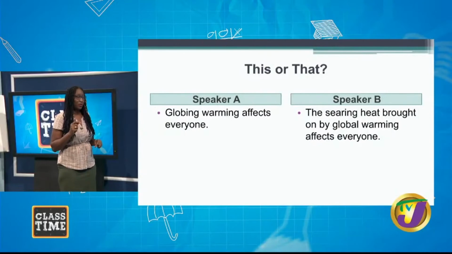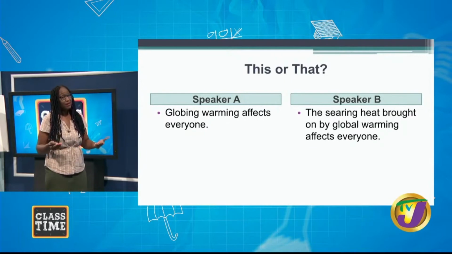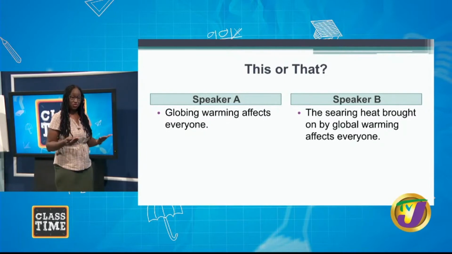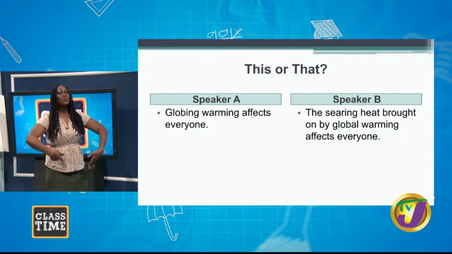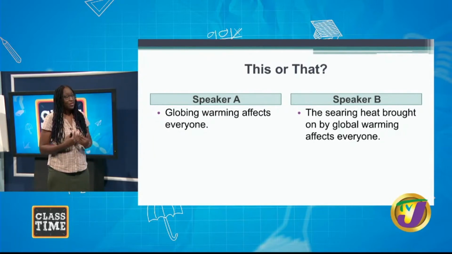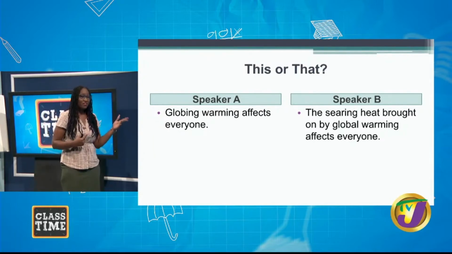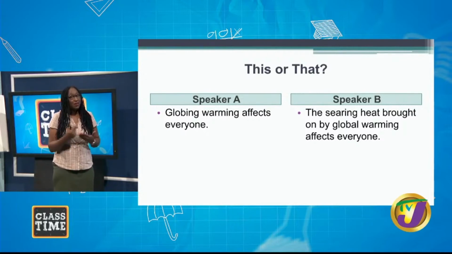Now look at this next one. Speaker A says, global warming affects everyone. Not a lie, very factual. It is the truth. We have done the studies to know that that is true, and that is fine. But remember, your aim is to what? Persuade. So simply saying global warming affects everyone is not going to cut it.